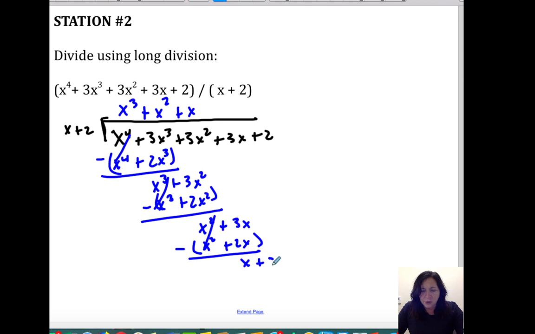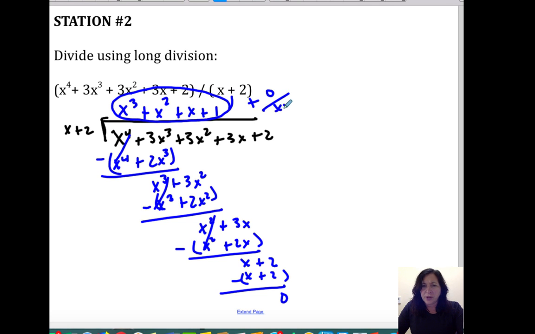Bring down the next term, which is plus 2. X times 1 is x. 1 times x is x. 1 times 2 is plus 2. I'm going to subtract this quantity. I have no remainder. Therefore, this is my answer. This right here is my quotient. I have no remainder. I could write it with a remainder, plus 0 over x plus 2, but there's no need for that.